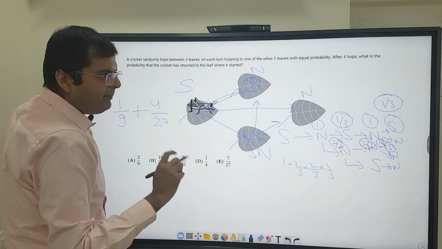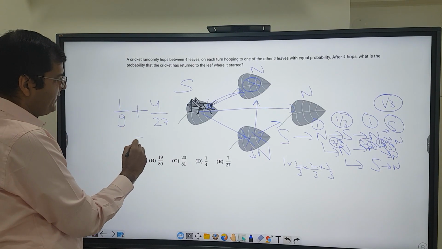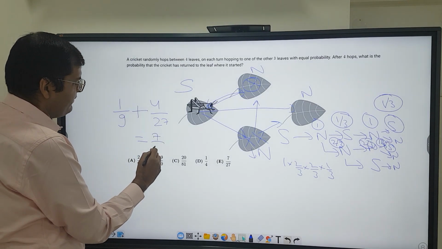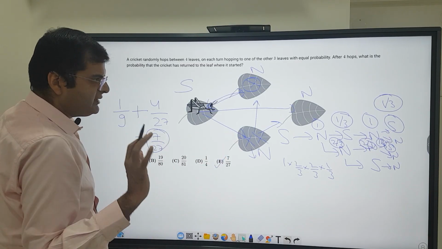Okay. So a recap for you. So first we'll calculate 1 by 9 plus 4 by 27. 27 is the LCM. This will be 3 plus 4, which is 7. 7 by 27. So 7 by 27, answer option E is correct.